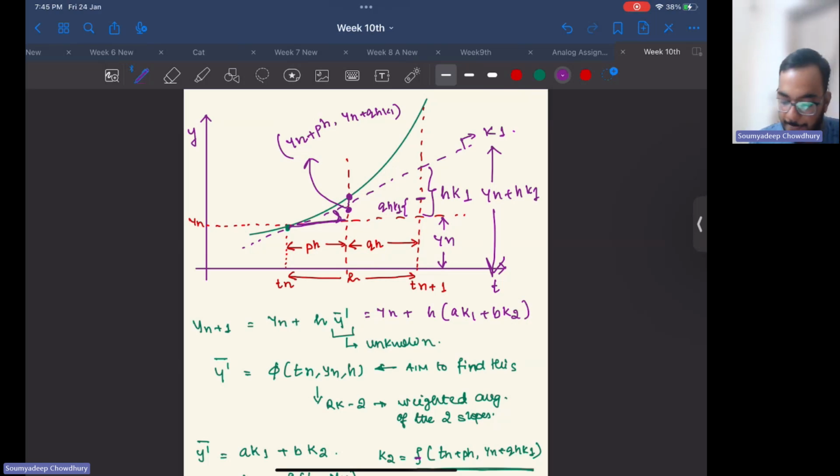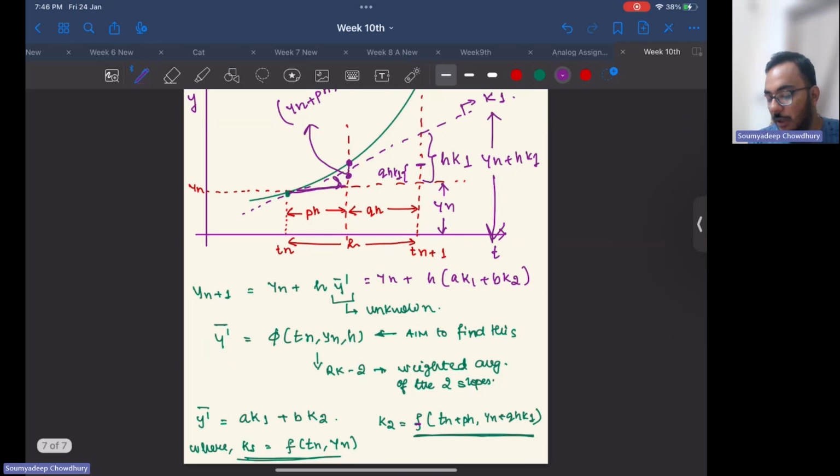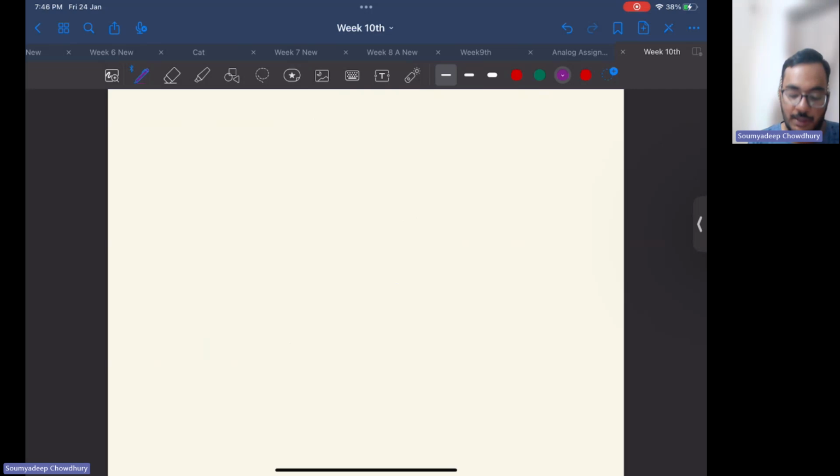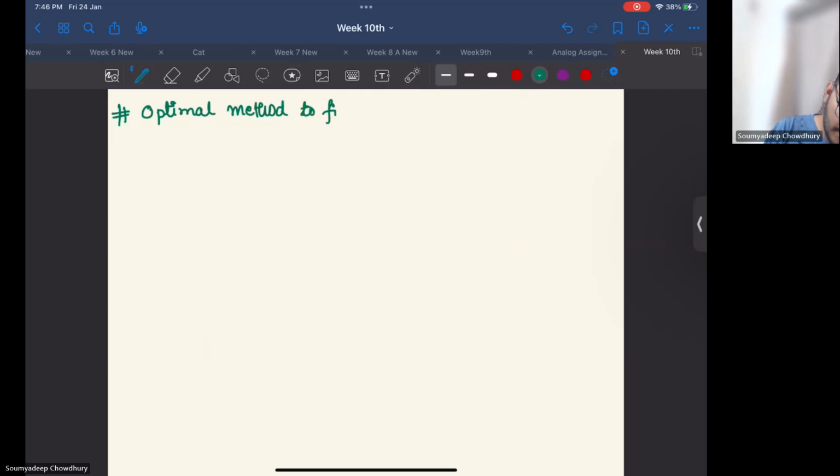Now one question arises is, how do we know what is P and what is Q? That is, in what ratio should we divide the slope or the step size? We have to find some optimal point, optimal method to find out P and Q.